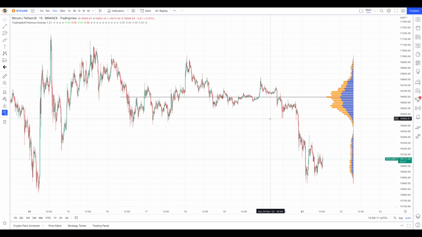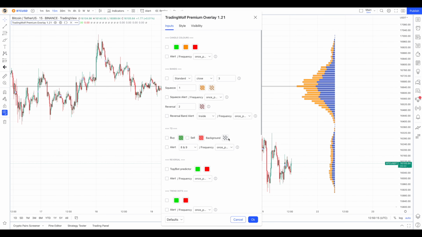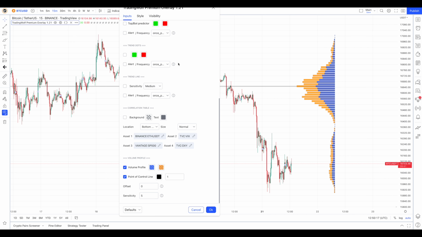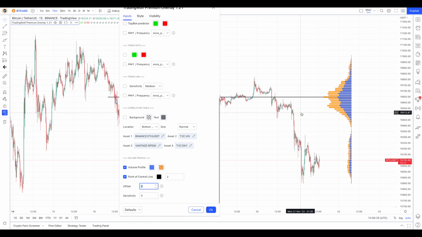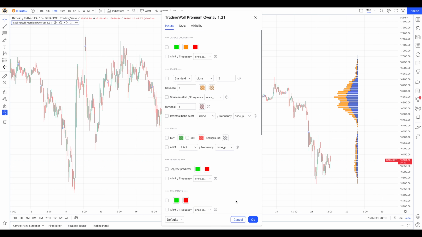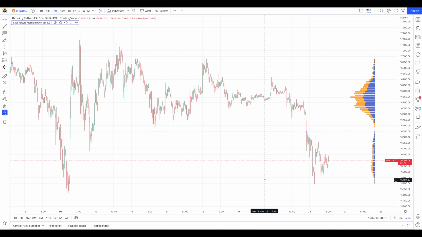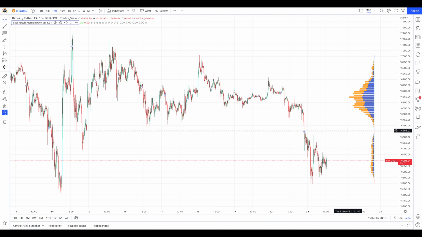You can find more information about that in our documentation and our Discord group. But just to show you the settings, you can change the colors of the volume profile. Point of control line, you can change this color as well as the width if you want to make it more prominent. Offset, so if you don't want this to be on your chart, you can shift it further away. Here I've shifted it along 50 candles. If you don't want the volume point of control line there, that's fair enough, you can take it off your chart.